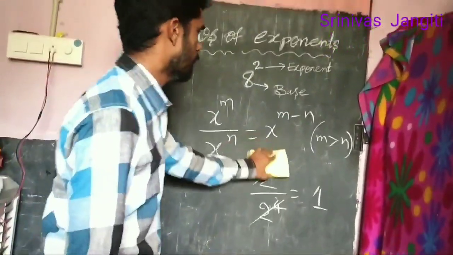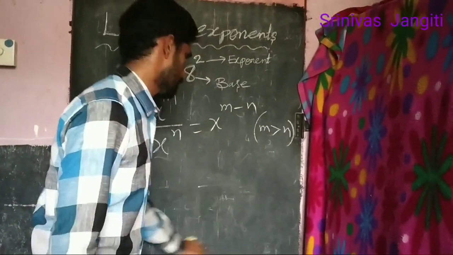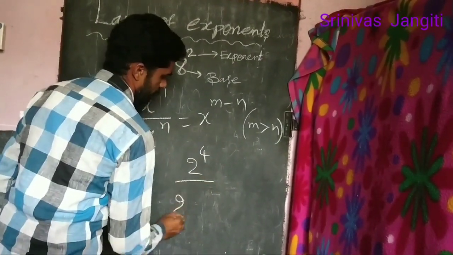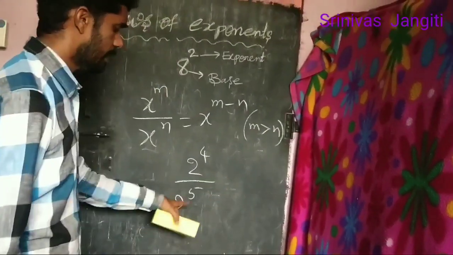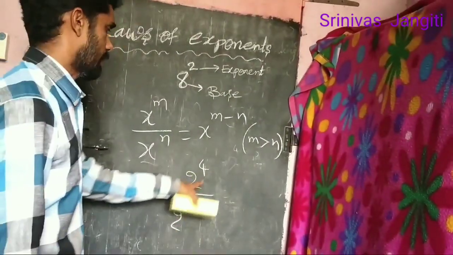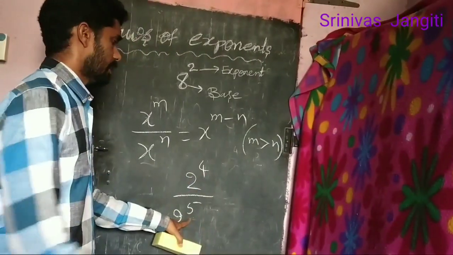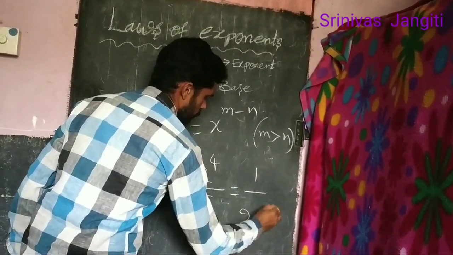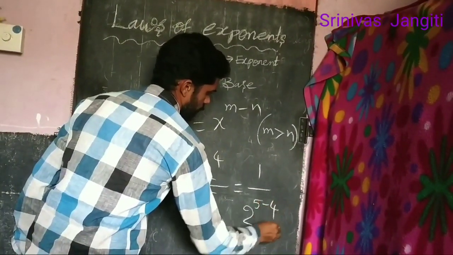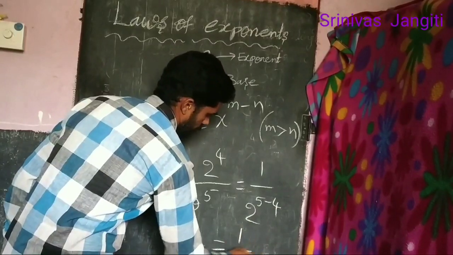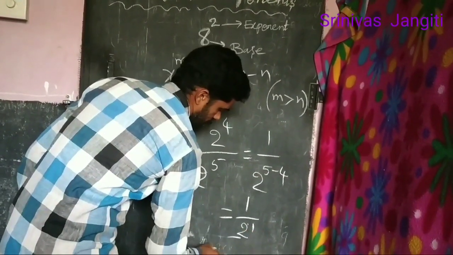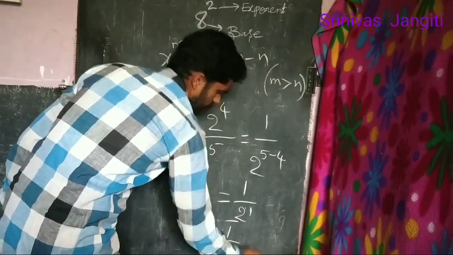So simple, I think. And next, suppose it is different to this. 2 to the power of 4 by 2 to the power of 5. What is this here? Yeah, correct. m is less than n, so automatically m will come down. What happens here? 1 by 2 to the power of 5 minus 4. Then the result is 1 by 2 to the power of what is here? 1, right? That is equal to 1 by 2.